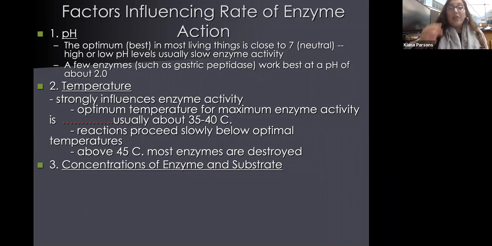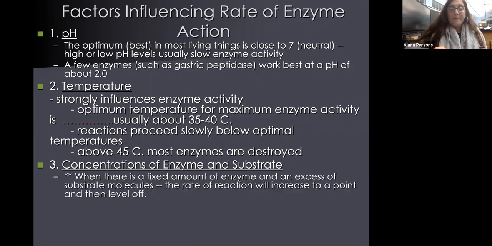As well, the third factor that influences the rate of enzyme action is the concentration of enzyme and substrate, meaning actually how much is present, right? Because the enzyme and the substrate act specifically with one another, if there's too much substrate, it can't all bind with the enzyme at the same time. When there is a fixed amount of enzyme and an excess of substrate molecules, the rate of the reaction will increase only to a point and then level off, right?